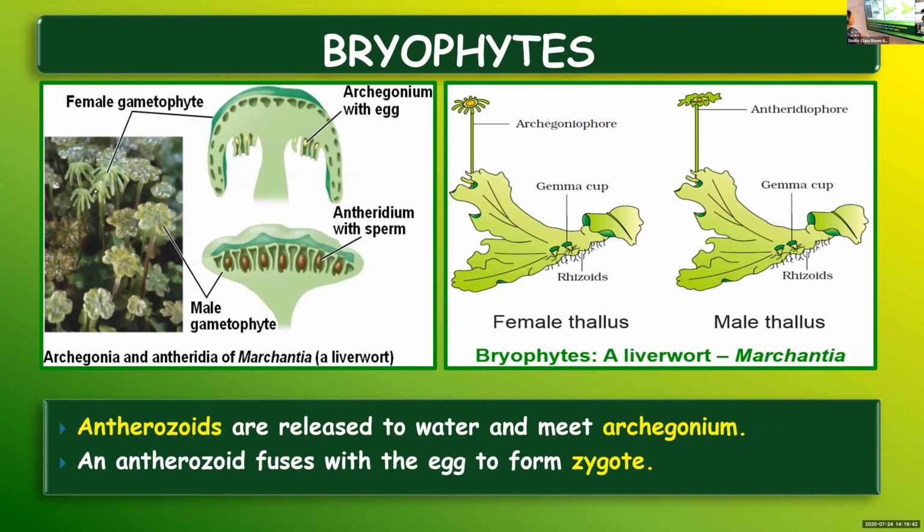Now, antherozoids, once these are produced and matured, will be released into the water. And as we already told, it is via water that they reach the female gamete. So they'll be released into the water medium, and they will swim and reach the archegonium. And inside the archegonium, what is there? Now read, inside the archegonium, what is present, which is a female gamete?